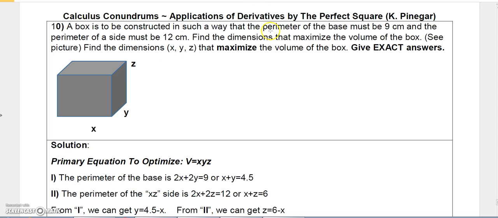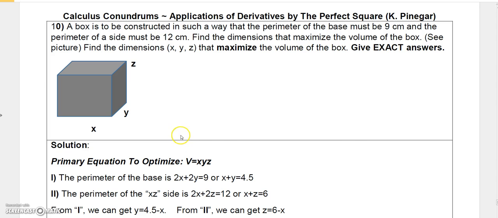So the perimeter of the base has to be 9 centimeters, and the perimeter of a side must be 12 centimeters. So find the dimensions that maximize the volume of the box. And so let's take a look at the picture. So here's the base. The base is x by y, and we're going to let z represent the height.